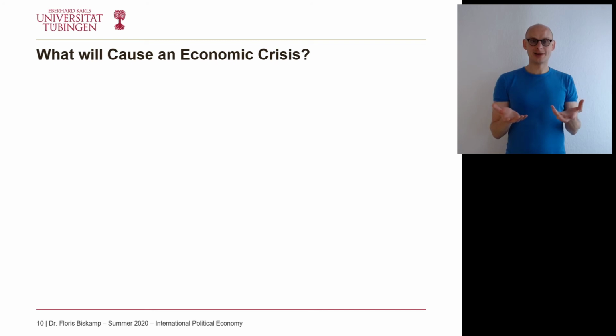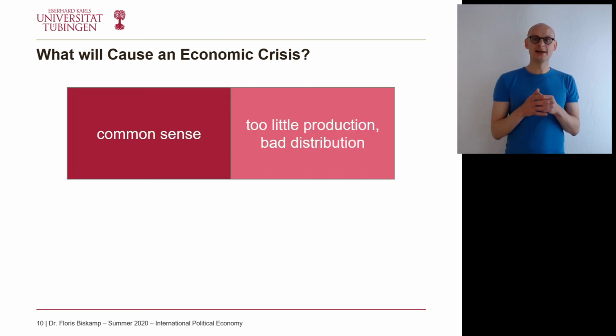The next point I want to address is economic crisis. You can ask yourself, what will cause an economic crisis? If you take a strictly common sense perspective, you might want to think that if the economy is about production and distribution of stuff, then a crisis will emerge when there is too little production or when there's bad distribution. So if the economy is organized in a way that there is not enough stuff for everyone, so that people will in the end be hungry or naked or whatever lack of stuff you can think of.